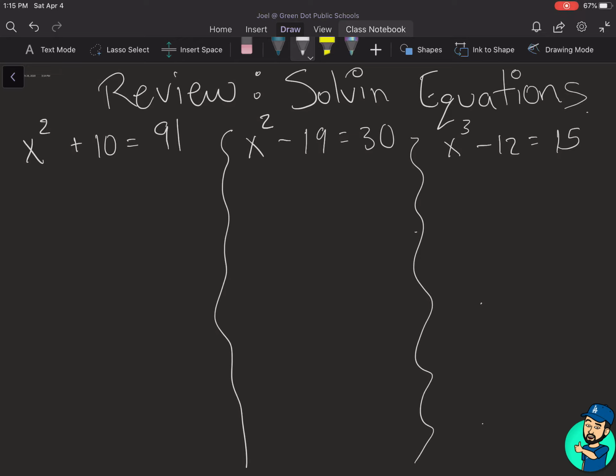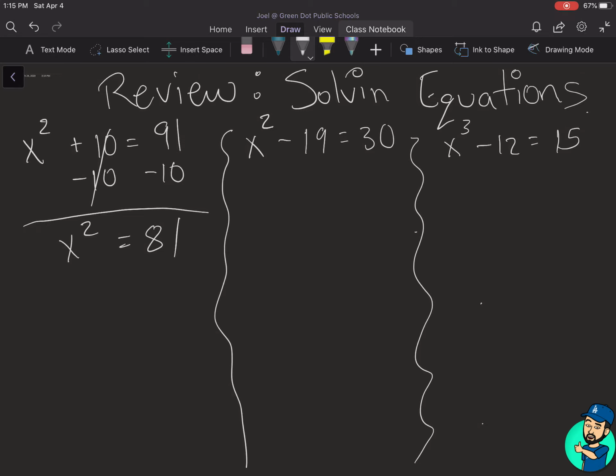Alright, if you want to pause the video right here and try it out yourself, you may do so. I recommend it. Alright, I'm going to start with the left-hand side. I'm going to first subtract 10 to both sides. The 10s cancel out. I bring down the x squared and the equal sign. 91 minus 10 is 81.